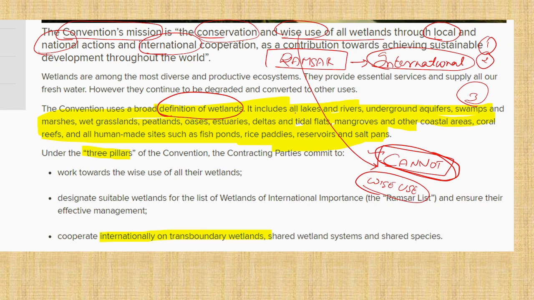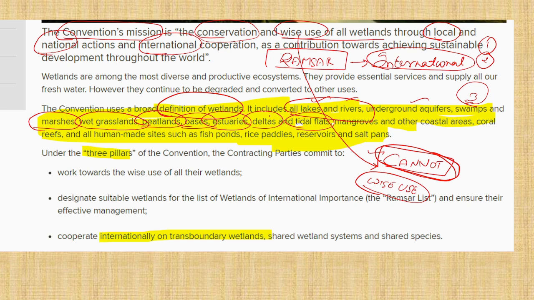This everyone knows. What is a wetland? Any area which is submerged with water. So we'll assume, yes, true. Lake, river, aquifer, swamps, like this marshy area, grassland, peatlands, oases, estuaries, deltas, tidal flats. All these we'll assume is true.